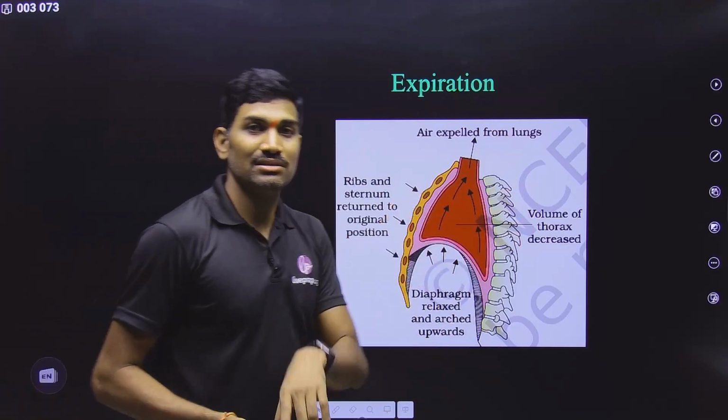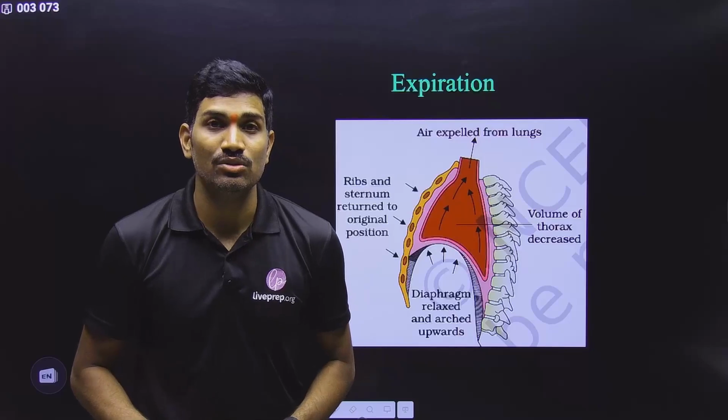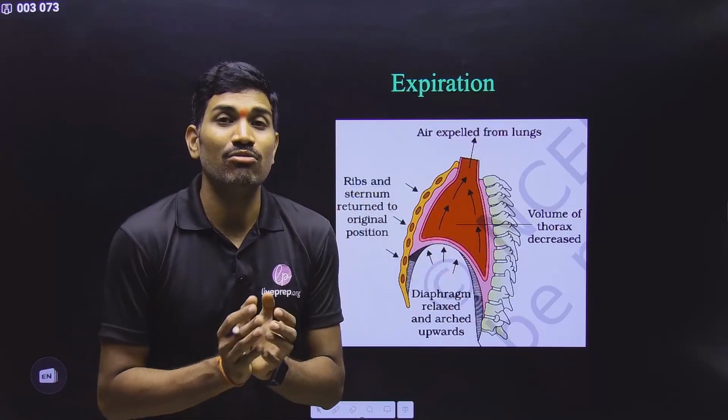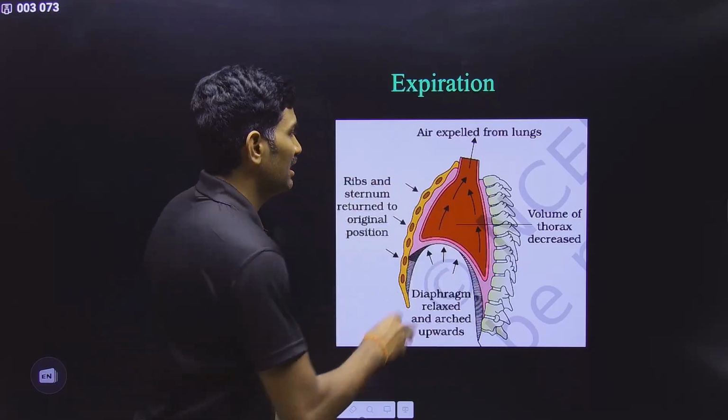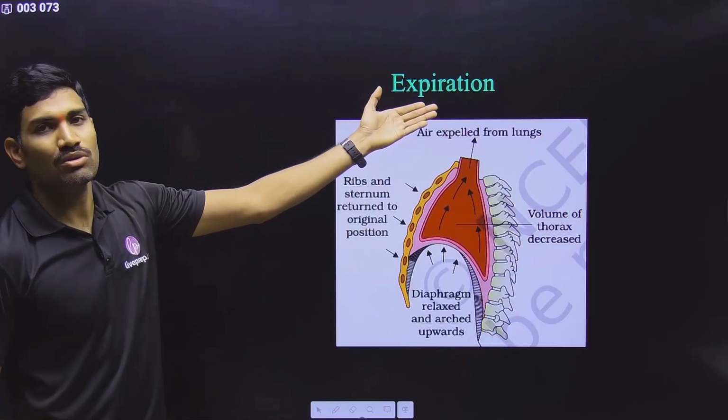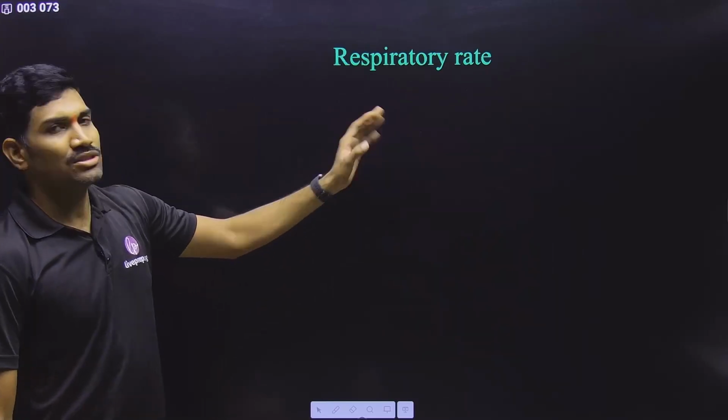Volume decreased means the same thing happens for the lung also. Thoracic cavity volume decreased means lung volume is also decreasing. Lung volume decreased means pressure increases. If pressure increases, air goes out into the atmosphere. That process is called expiration. That's it. This is what they're saying.